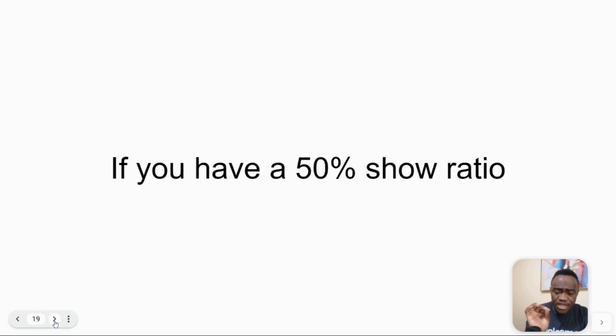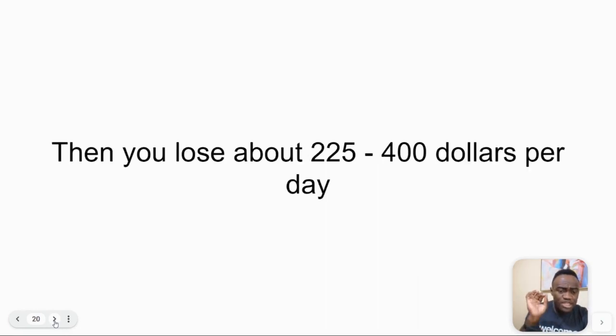Let's say you have a 50% show ratio, then you lose about $225 to $400 per day. You're like, Emmanuel, where are you getting these numbers? You're telling me it's costing me $225 to $400 each day that I don't have an appointment? It actually is. Here's why. If it costs me $450 to fill up my calendar, and out of me filling up my calendar, only 5 out of the 10 show up, what is 450 divided by 2? Or what's 50% of 450?